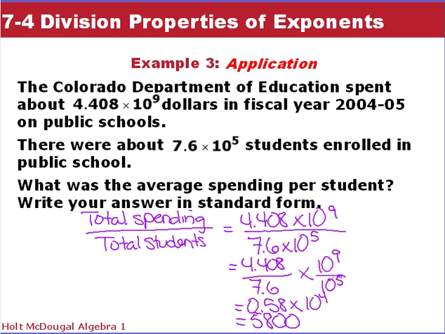So to find the average, we're going to take total spending divided by the total number of students. So we spent $4.408 times 10 to the 9th. That goes in the numerator. And we had 7.6 times 10 to the 5th students. That goes in our denominator.